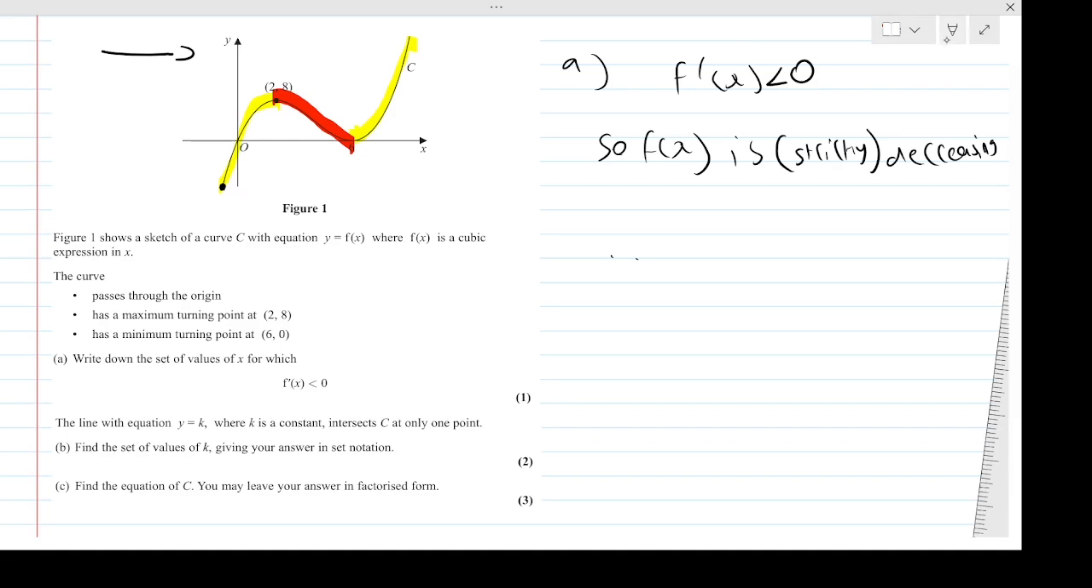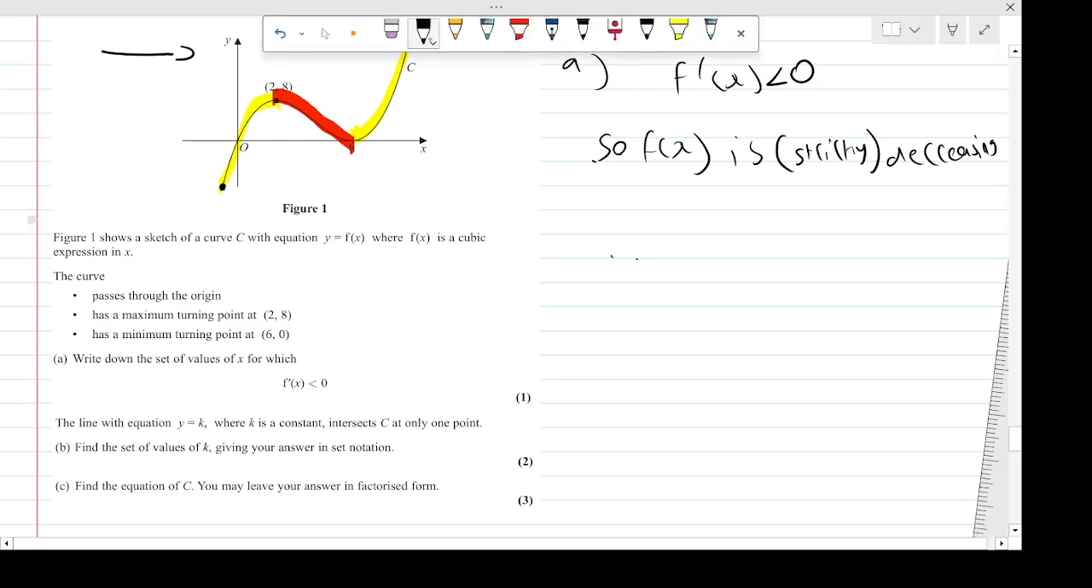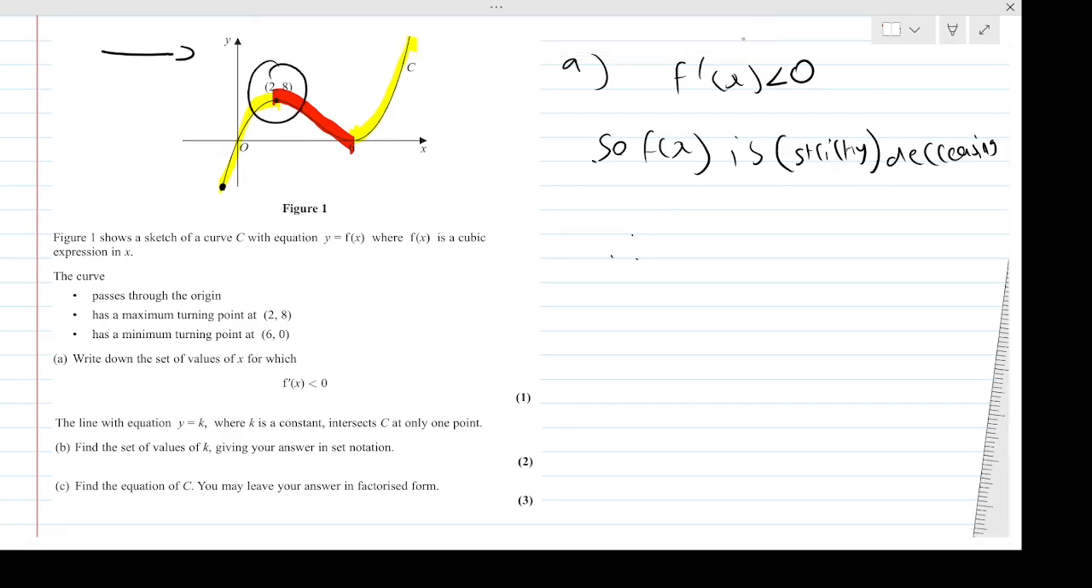And that is between the x values. Well, this point here is when x is 2, right? And this point here is 6. That means the set of values of x for which it's decreasing, or strictly decreasing, is between 2 and 6. And again, it's a strict inequality, so it's strictly between 2 and 6 because it's a strict inequality we're given, okay? And that's it. So that's the idea of part A. We can just look at where the graph is decreasing to give me the values of x that way, okay?